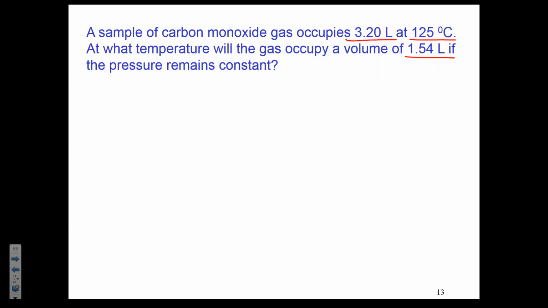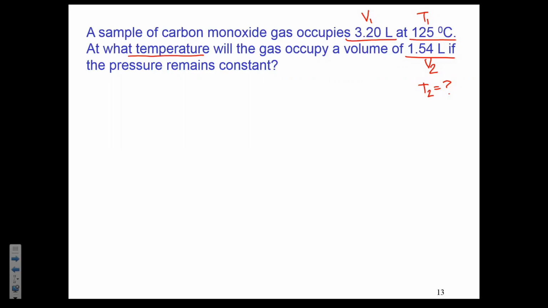So when you see liters, you need to think volume. So here we have volume, and it's our initial volume. Okay, we have a degrees Celsius, so I know that's a temperature, and it's my initial temperature. And then down here we have another volume. Okay, and then it says what temperature. So we don't know our temperature, so we know we're missing our T2.